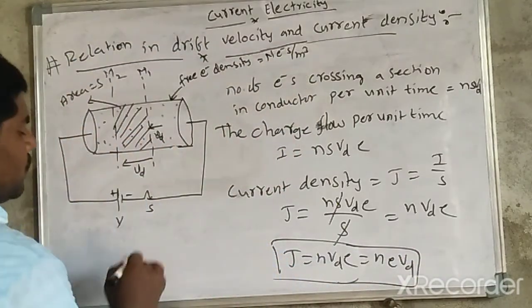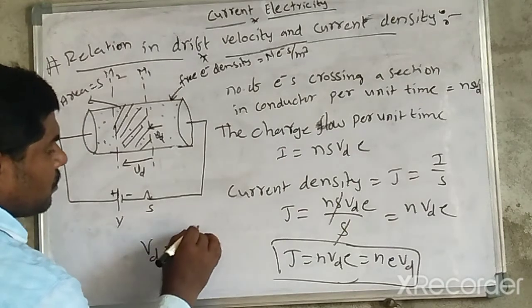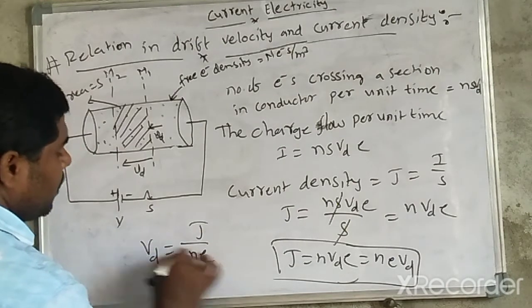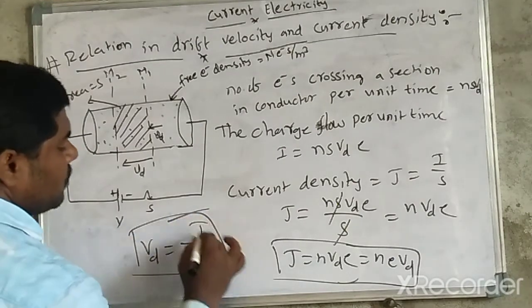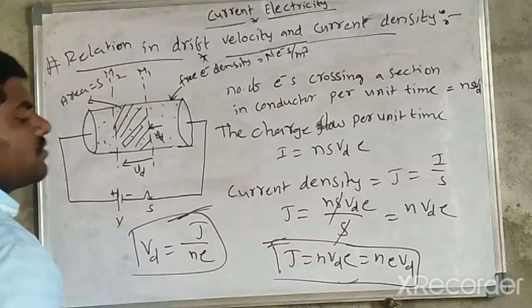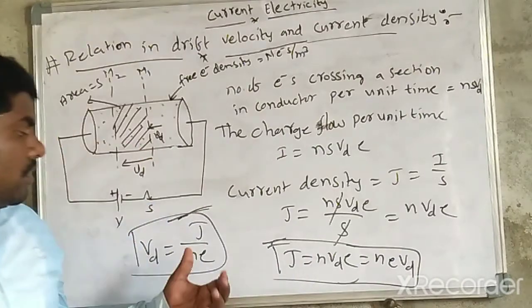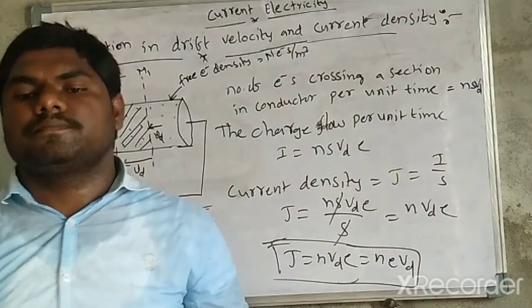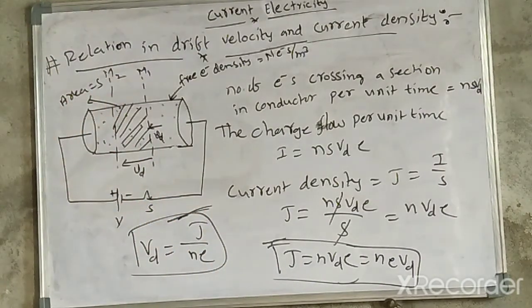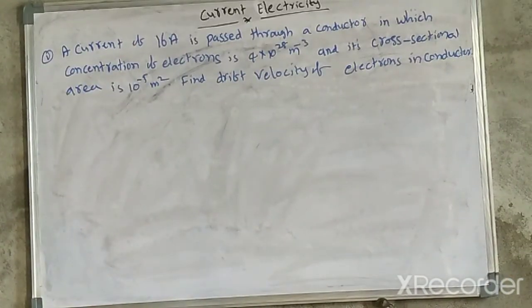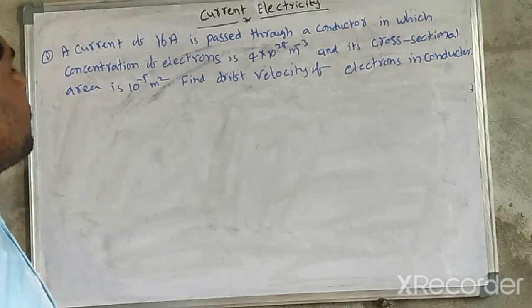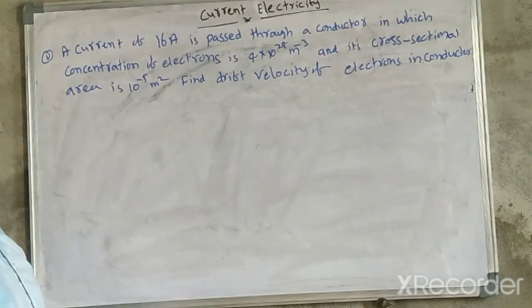From this, the drift velocity Vd is equal to J divided by n into e. Based on these two formulas only, they will ask more numerical problems. Based on this concept, we are going to discuss numerical problems.